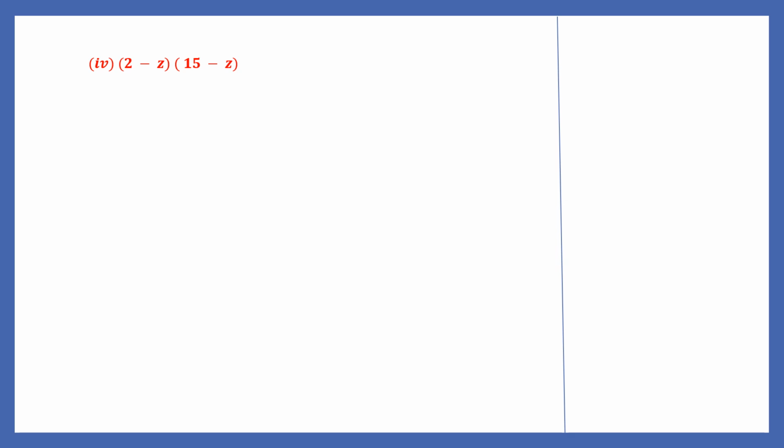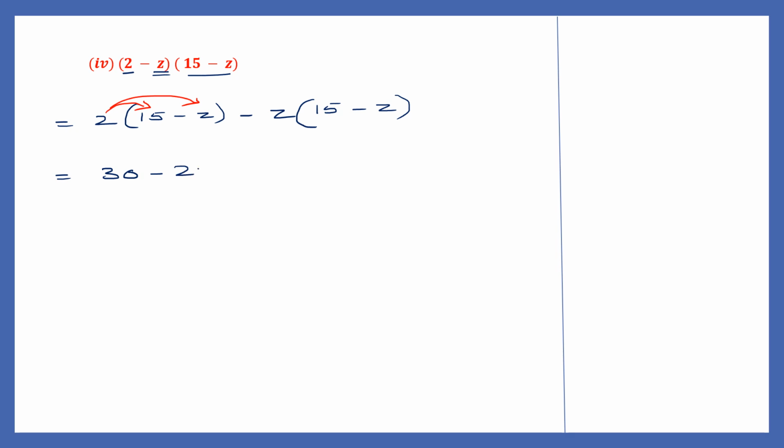Question 4. Again, let's do direct multiplication. Let's take the first term and multiply the whole of the second expression with it. So 2 into 15 minus z. Then take the second term, minus z, and multiply the whole of the second expression. So here we're going to first multiply 2 into 15 and then 2 into minus z. So let's do that. 2 into 15 is 30. 2 into minus z is minus 2z.